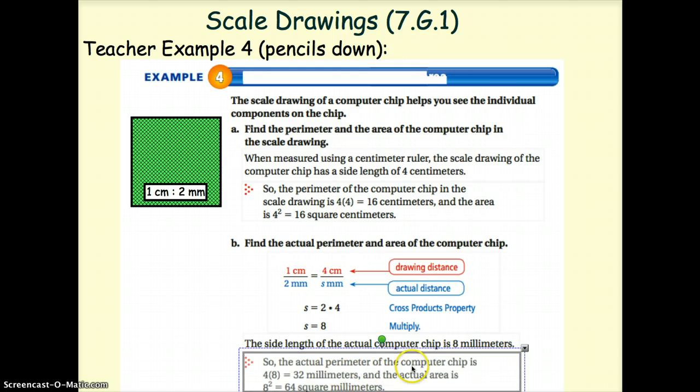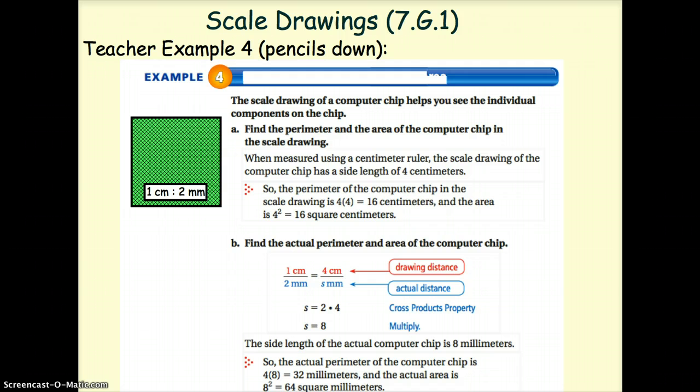So 8 plus 8 plus 8 plus 8, which is the same thing as 4 times 8, is 32 millimeters for the perimeter. And the actual area is 8 squared, 64 square millimeters. Again, remember, you need that square in there, and you can use the little 2, your exponent, or you can write the word square. Either way, it won't change your answer. So remember, to find the area and the perimeter of the actual, you need to go back to the side length, find the side length of the actual, and then you can find the area and perimeter.